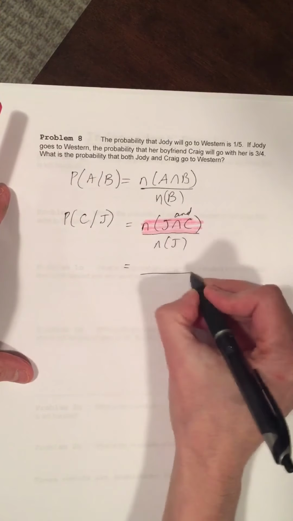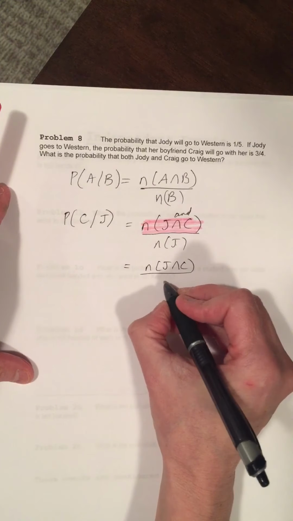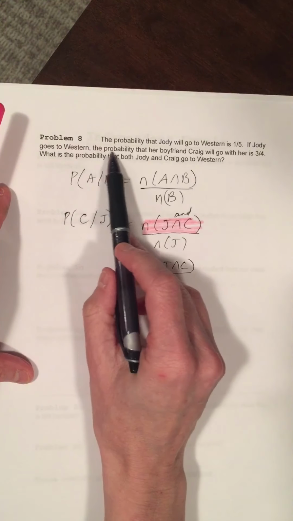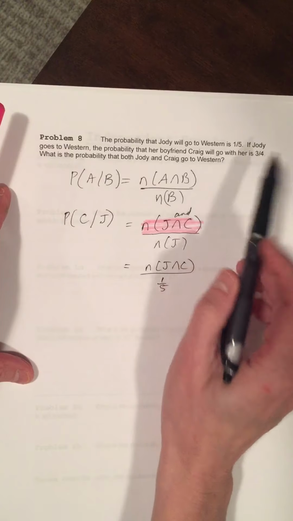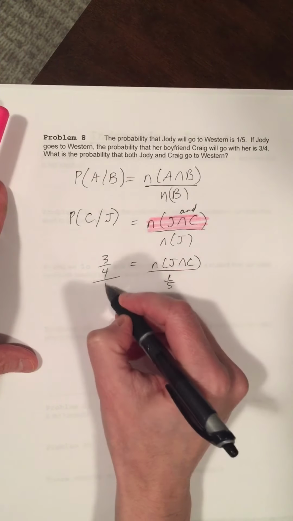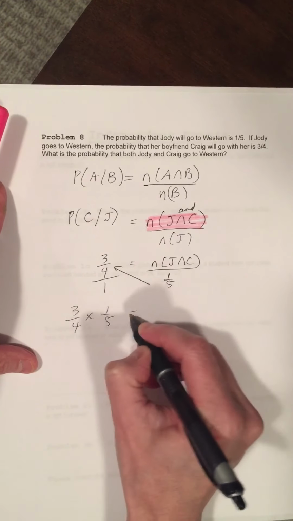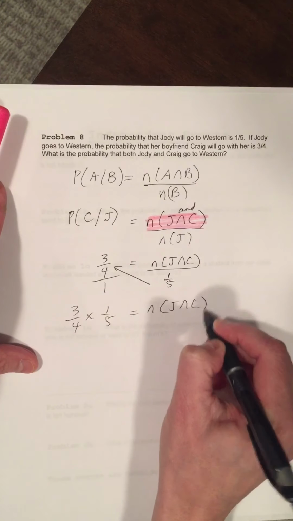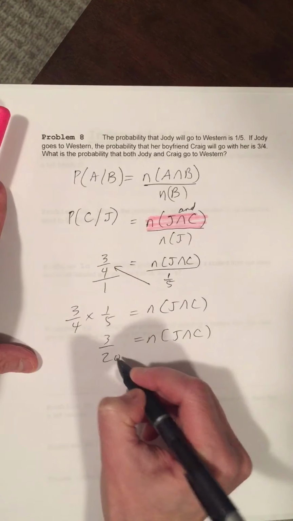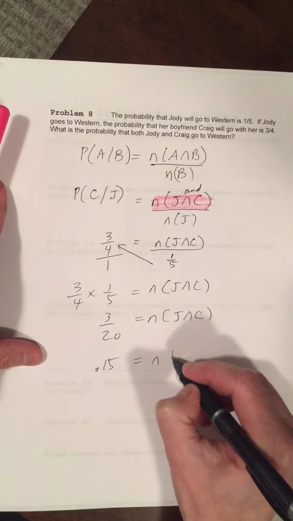Let's fill in the numbers though. Probability that Jody's going is 1/5. Probability that Craig goes if Jody goes is 3/4. Now I can do a beautiful cross multiplication. And I can say that the chances of Jody and Craig both going is 3/20 or 15%.